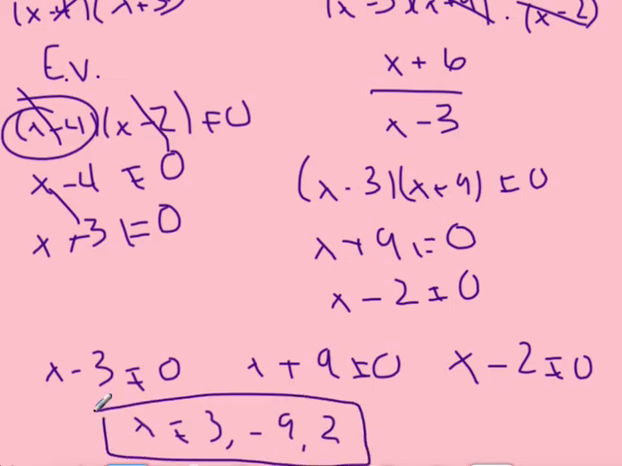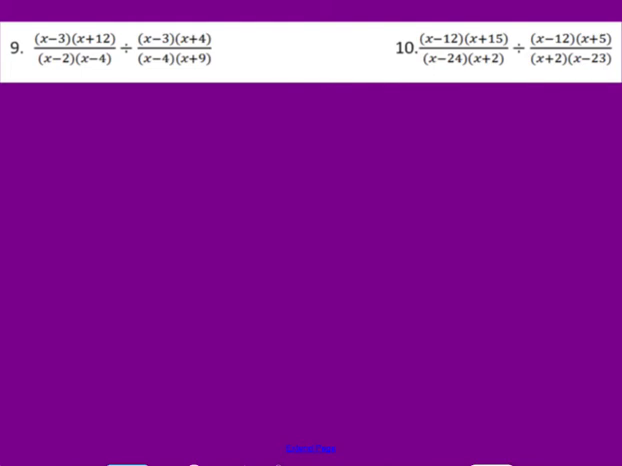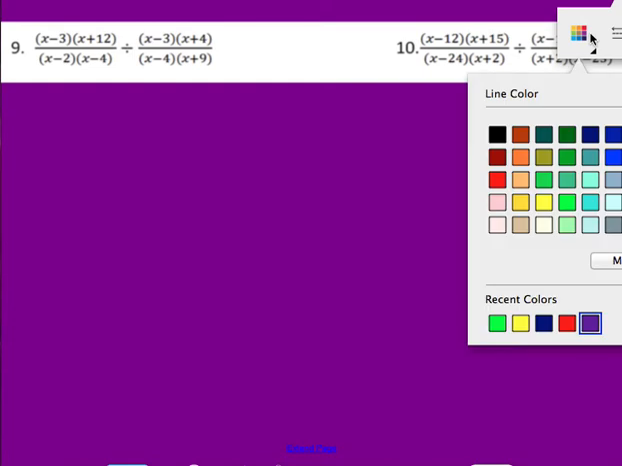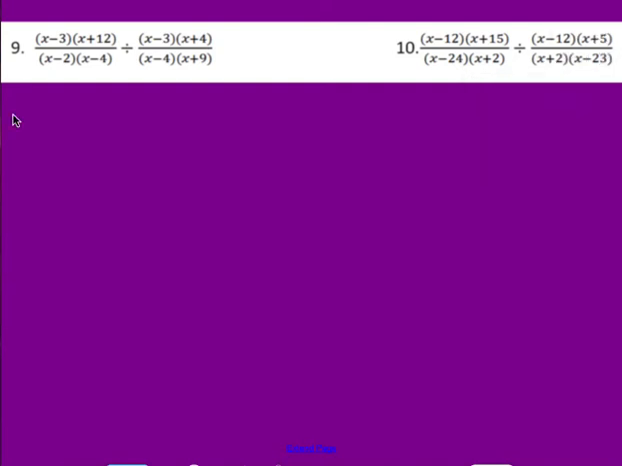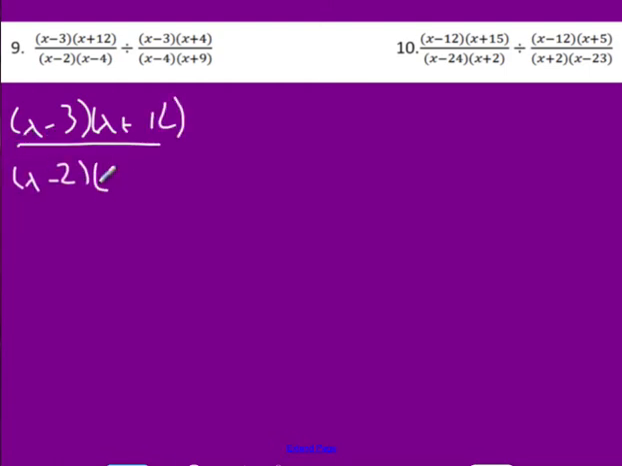For number 8. Let's take a look at number 9. So now we want to go ahead and simplify number 9. When we simplify number 9, what we want to do is cancel out any factors that we can in each fraction, which we can't right now. So I'm going to go straight to multiplying. So I have x minus 3 times x plus 12 divided by x minus 2 times x minus 4.